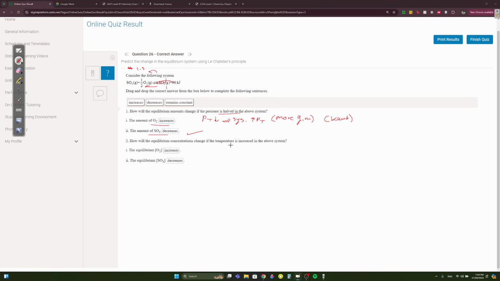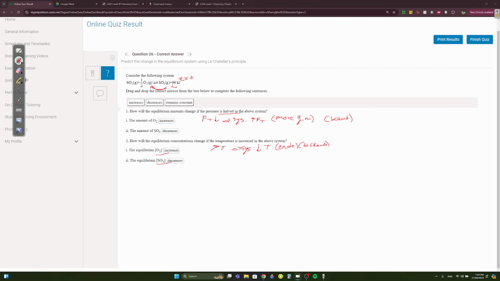What will happen if temperature is increased? If you increase the temperature, the system will have to decrease temperature. To decrease temperature, that means we want endothermic. Here, the reaction is exothermic. The forward is exo. Now we want endo, so we're going to go backward. If we're going backward, what's going to happen to O2? Increase. What's going to happen to SO3?